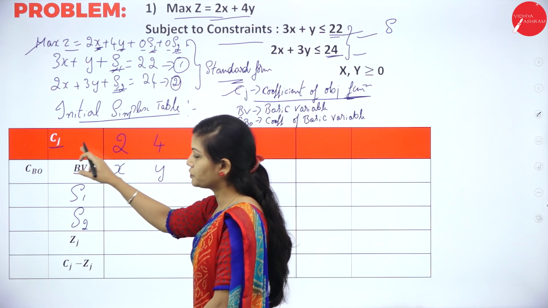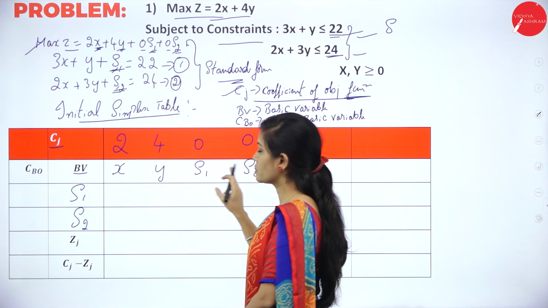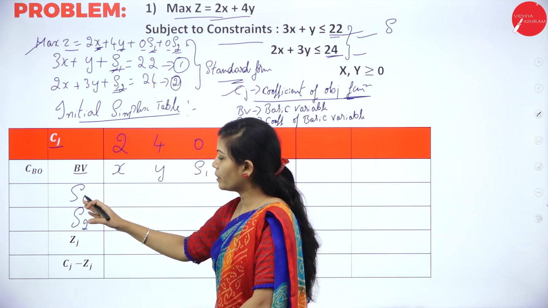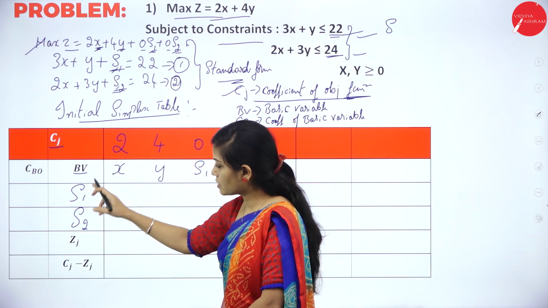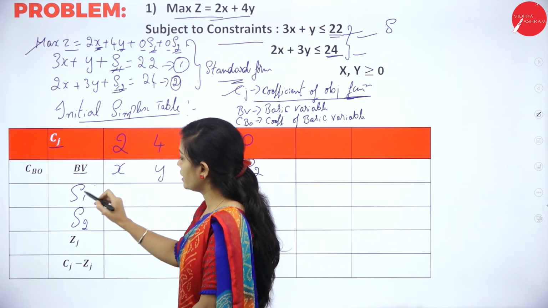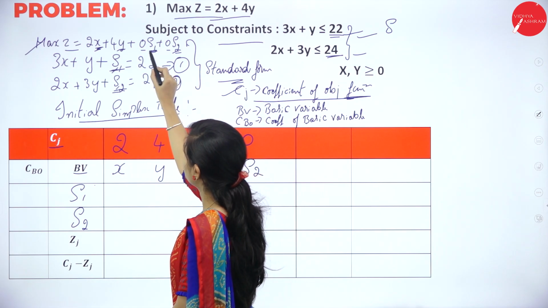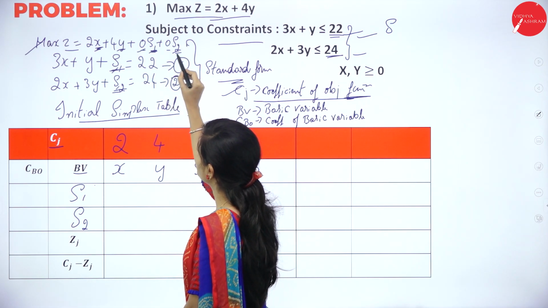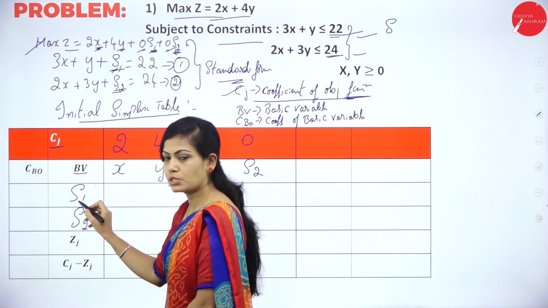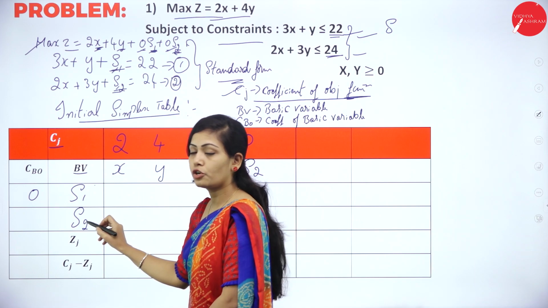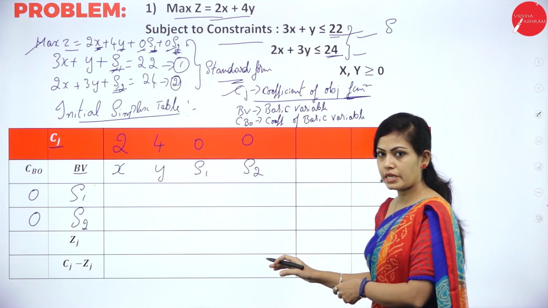So first is the coefficient of the objective function, then the basic variables. We have x, y, S1 and S2, and the basic variables we have taken are S1 and S2, the slack variables. Now we have to write the coefficient of the basic variable here. The coefficient of basic variable S1 is 0, and the coefficient of basic variable S2 is also 0. So this is a basic step.